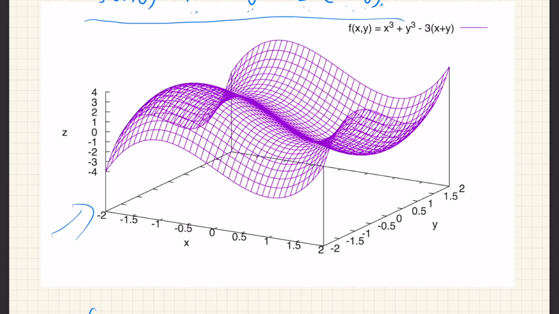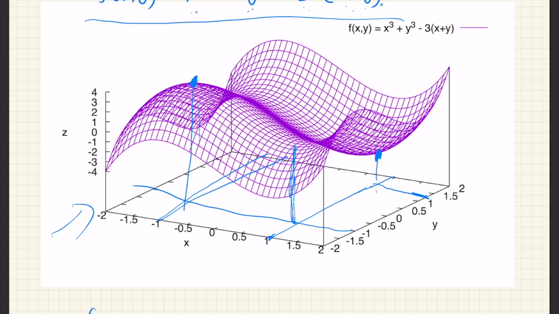So if you look at this figure, (1, 1) corresponds to somewhere here, I think. Then that should be the local minimum point. So when x is negative 1 and y is negative 1, somewhere here, that should be the local maximum point. And when x is positive 1 and y is negative 1, this one is not a maximum or minimum.